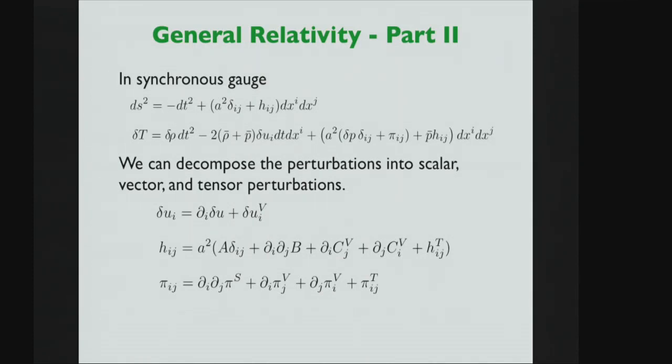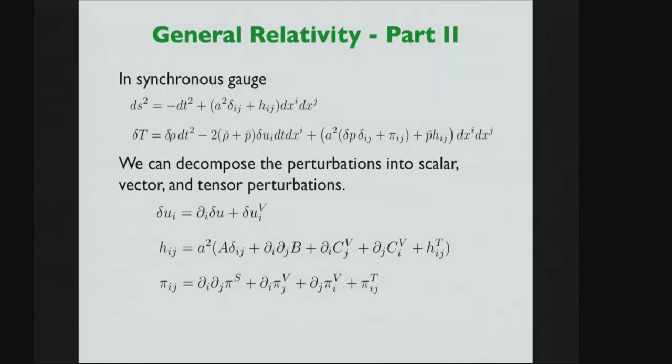So in synchronous gauge, if you gauge away the 0-0 perturbation and the 0i perturbation, the line element just looks like this. It's nice and simple. And the perturbation to the stress tensor has a piece that's the perturbation to the energy density, and then you have a perturbation to the velocity of the fluid, and then you have a perturbation to the pressure, the remaining metric perturbation, and then there's something that's referred to as anisotropic stress. I don't think I'll say too much about the anisotropic stress, but in principle, it's something that's there. It's relevant for relativistic degrees of freedom like neutrinos, degrees of freedom that free stream. In principle, in the equations, it's also there for the photons.